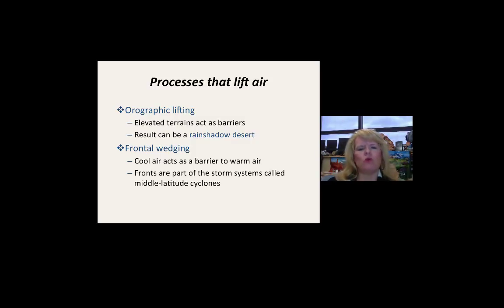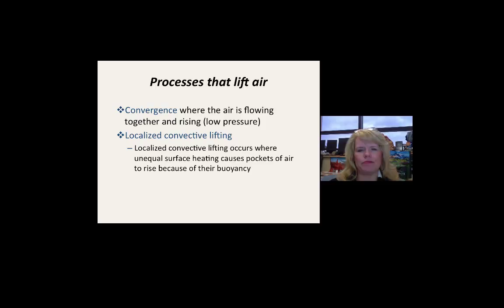Frontal wedging is when cool air acts as a barrier to warm air, and fronts can create major cyclones that can lead to important weather phenomena. You'll be learning about that in air masses. Convergence also lifts air. That's where the air is flowing together and rising, creating low pressure. And where you get convergence, you should also be seeing stormy weather. Sometimes you'll get localized convective lifting that happens when there's unequal surface heating that causes pockets of air to rise and buoyancy to change, so you can get localized storms as well.